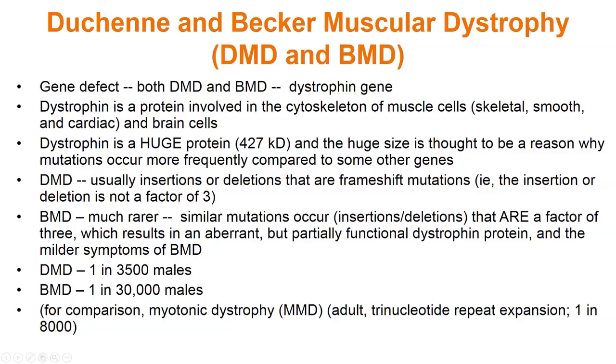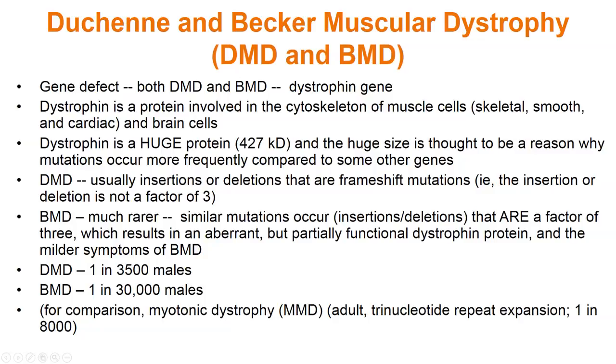Dystrophin is a huge protein. The protein itself is 427 kilodaltons, but the amount of space it occupies on the chromosome, I forget the exact number, but it's absolutely enormous. And I believe, don't quote me on this, but I believe it is the largest gene in the human genome. Its enormous size is thought to contribute to why you see relatively frequent mutations in this gene. We saw that also with NF type 1, which was also a very big gene, and you see a high incidence of new mutations in that gene as well.